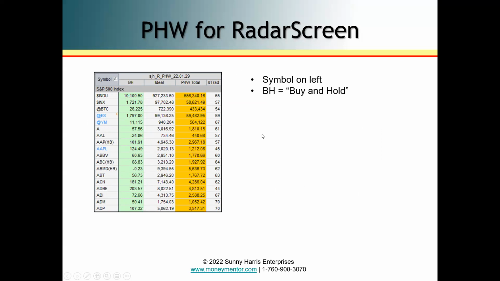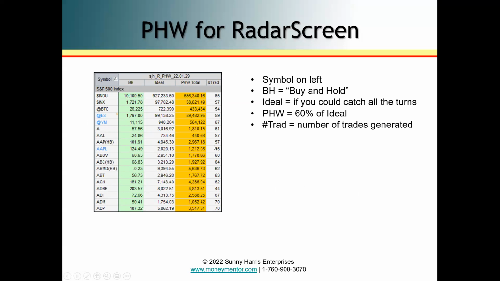So the symbols on the left, BH means buy and hold. Ideal is if you could ideally catch all of the turns and make the maximum profit out of them. And PHW is 60% of the ideal. Number of trades is designated as #trad, so it's the number of trades generated in that period of time. So you can see there in 65 trades, you made... well, we don't trade the index, but we do trade the futures contract.